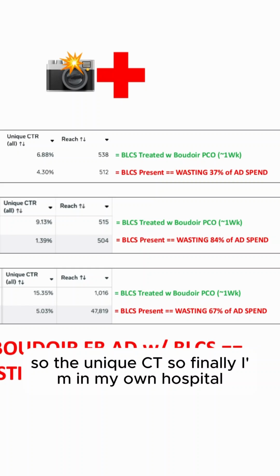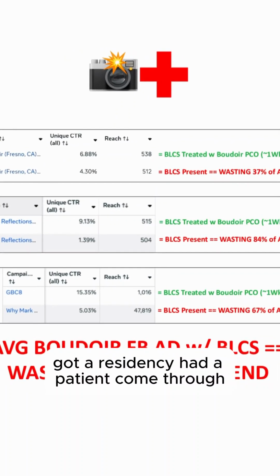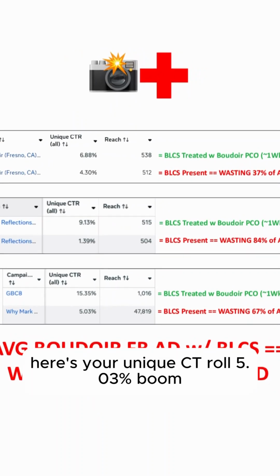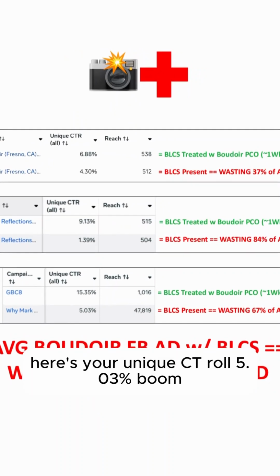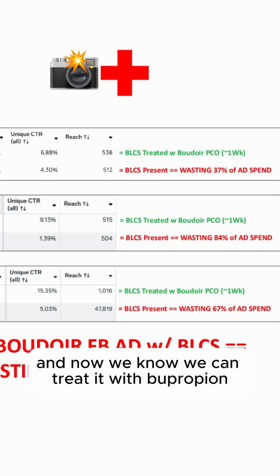So finally I'm in my own hospital. I got out of residency, had a patient come through. His unique CTR was 5.03%. Boom, unique CTR is under 6%. We know that BLCS is present. And now we know we can treat it with Boudoir Pico.